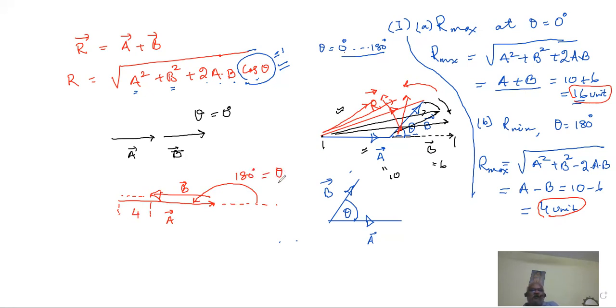So as you can clearly visualize, if you decrease theta, resultant is increasing, increase theta, resultant is increasing. So thereby, intuitively, we guess about the resultant magnitude and we find the maximum resultant equal to 16 units and minimum resultant equal to 4 units. So these are two different styles of looking at the thing.